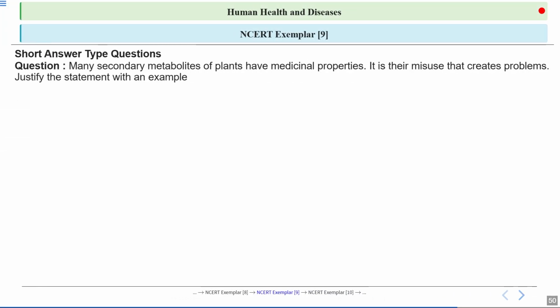Move on to the next question. Many secondary metabolites of plants have medicinal properties. It is their misuse that creates the problem. You have to justify the statement with an example.